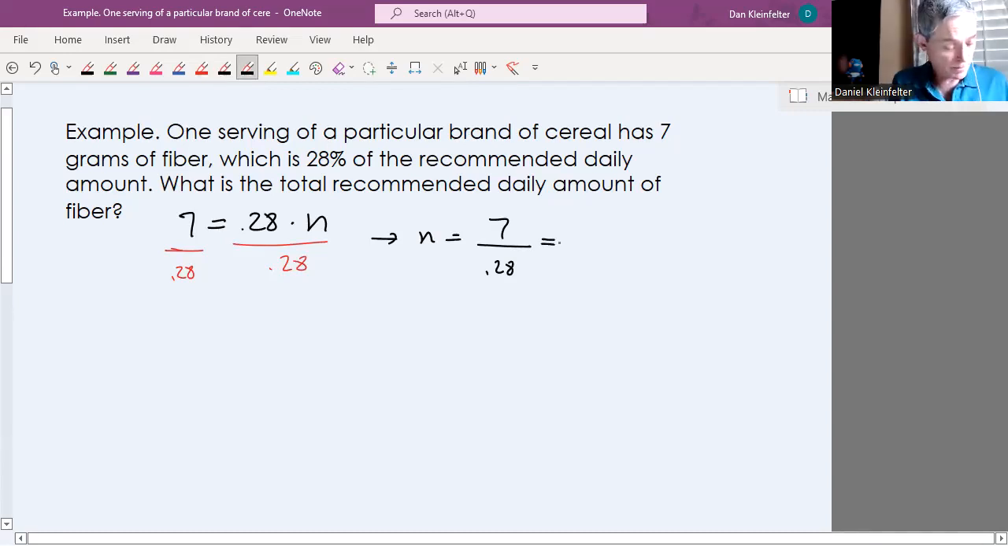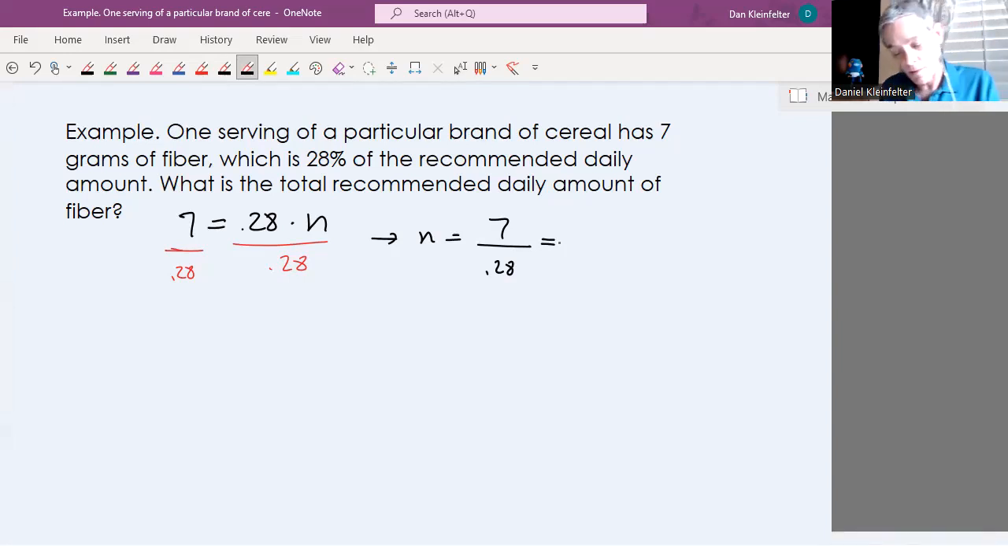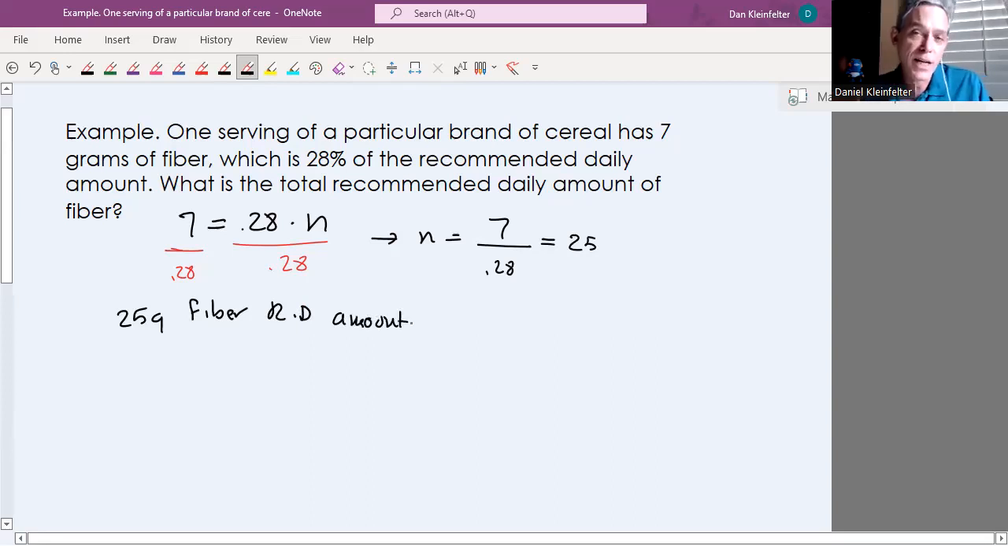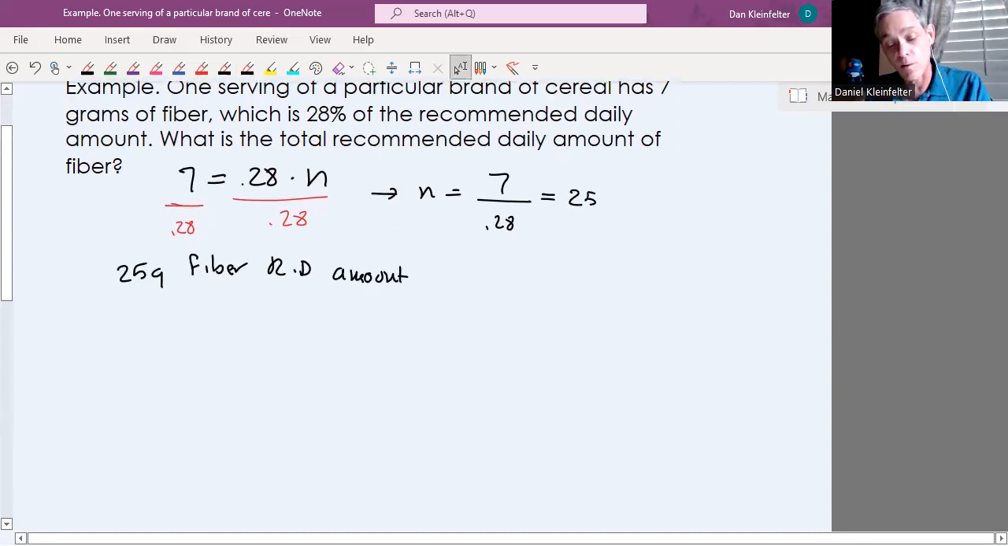So let's do that. And that's 25. All right, so there's 25 grams of fiber is the recommended daily amount. Okay. All right, so again, here we were given the size of the part and the percentage, and we wanted to find the whole.